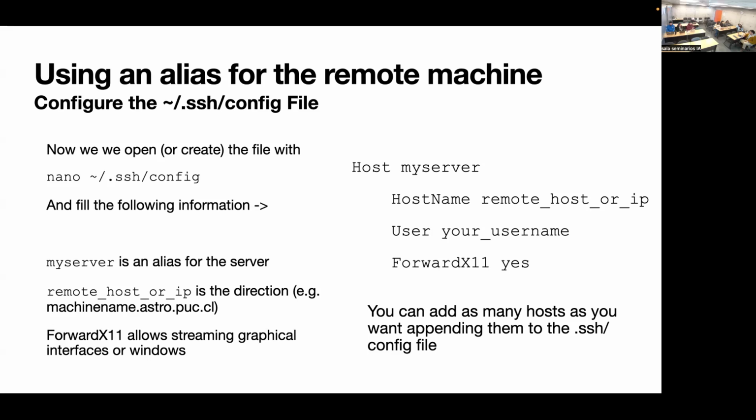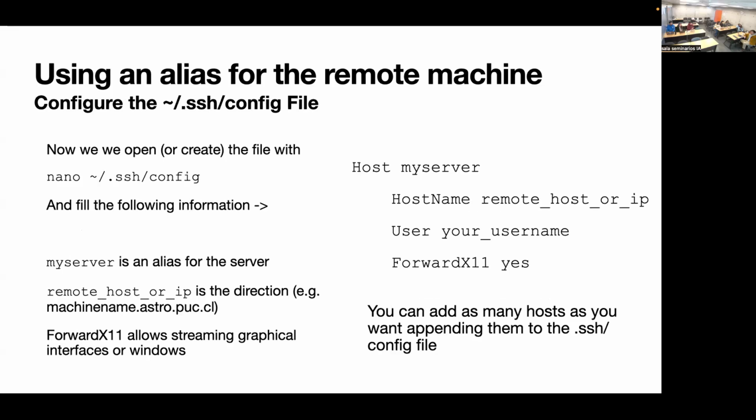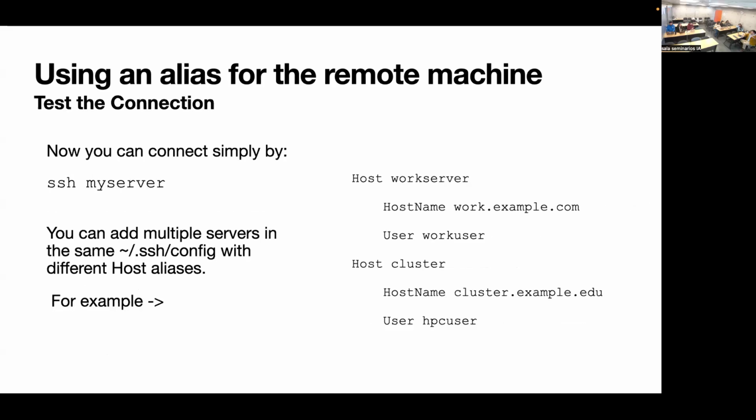So when you do this, you can then connect to the server just by doing SSH my server, where my server is the alias I put in the previous configuration. And this is very useful for connecting and not having to write the whole direction anytime you want it. So by doing the two previous steps, you wouldn't have to put the password anytime, and you don't have to write the whole name of the server every time you connect.